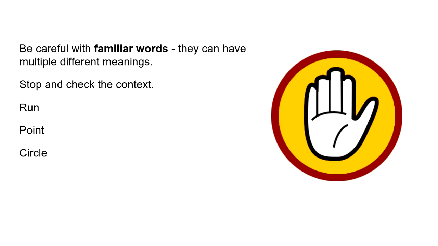Point. That could be a noun, like making a point. It could be the point of scissors. It could be the act of pointing something out. Maybe circle is the same way. That can be a noun. That can be a verb. Circle the wagons to protect the women and children. It can mean so many things. So be very careful when you're looking at your passages or even just sentences. Make sure you know what the simple words mean by their context.